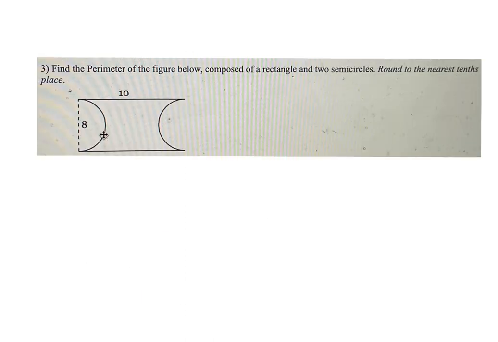All right, find the perimeter of the figure below, composed of a rectangle and 2 semicircles. Round to the nearest tenths place. All right, so since we're finding the perimeter, it looks like we're slicing that out of the shape, but it's still part of the edge of the shape, right? So you put those 2 semicircles together, it makes a full circle.